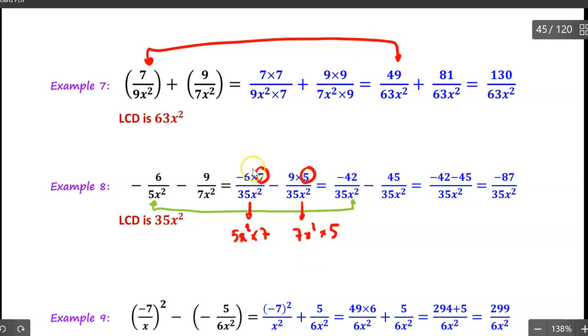In the end, I have negative 6 times 7, negative 42, and 9 times 5, 45. Write the denominator the same and subtract the numerators. I should end up with negative 87 over 35x squared.